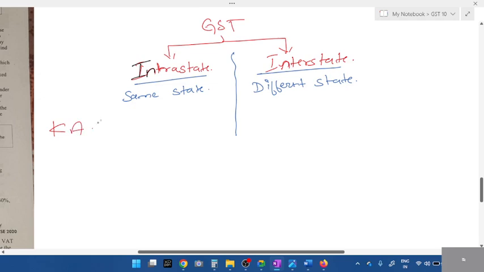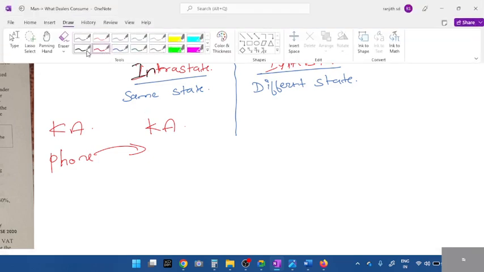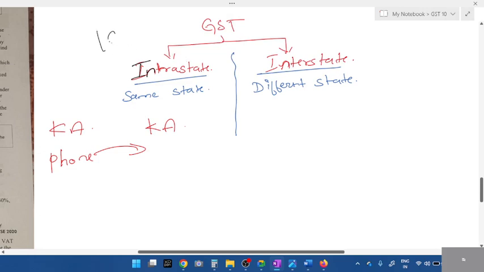See, Karnataka, same state, meaning KA. You're buying a phone. The shop is also located in Karnataka, and we also stay in Karnataka. So whenever you buy intrastate, how many CMs do we have? I'll teach you a trick to remember. Only one CM. Remember, one state, only one CM, students. So there won't be any problem.